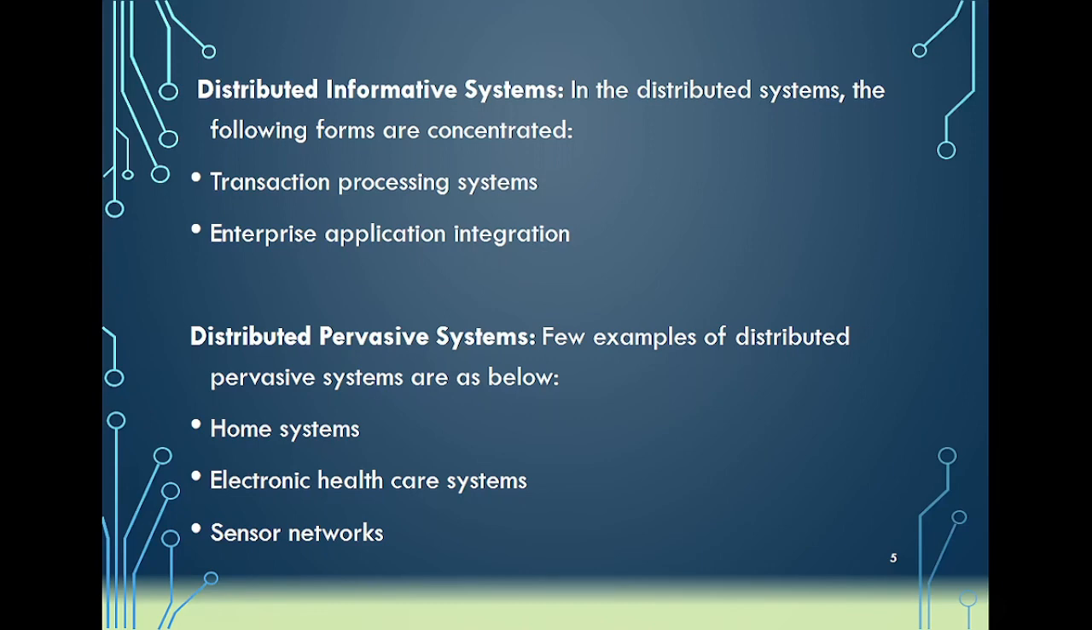We also have electronic healthcare systems. We also have sensor networks. When we talk about maybe traffic management systems that rely on sensors, and even if you have things like smoke detection systems, yeah, those are kind of pervasive systems that you can always mention.